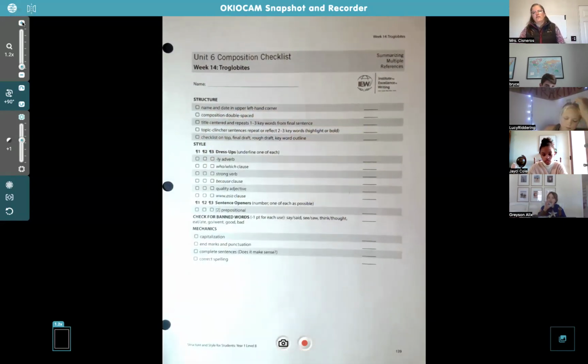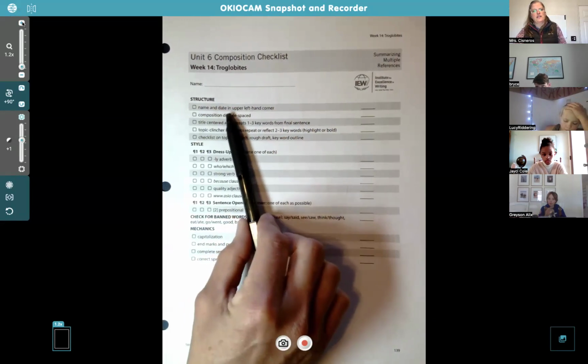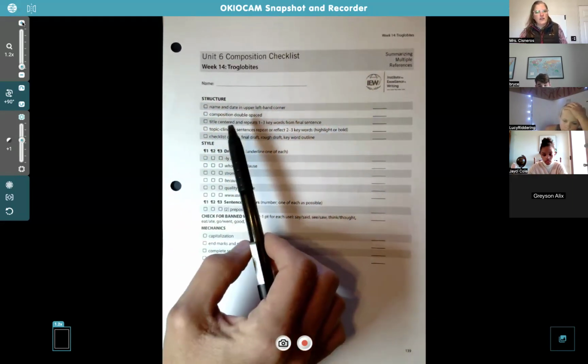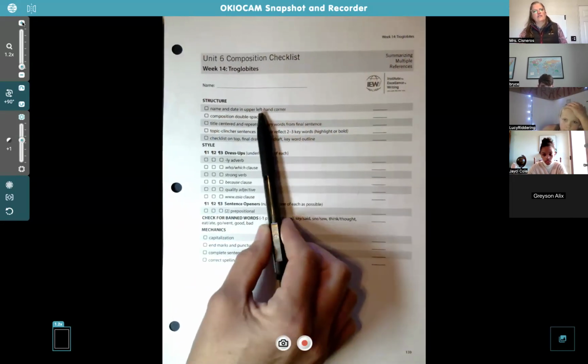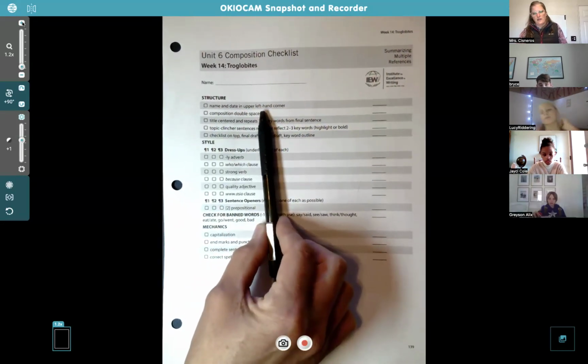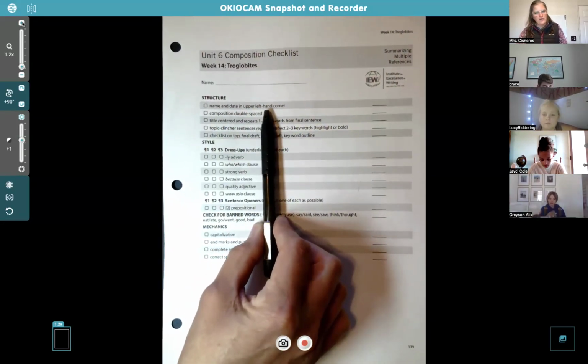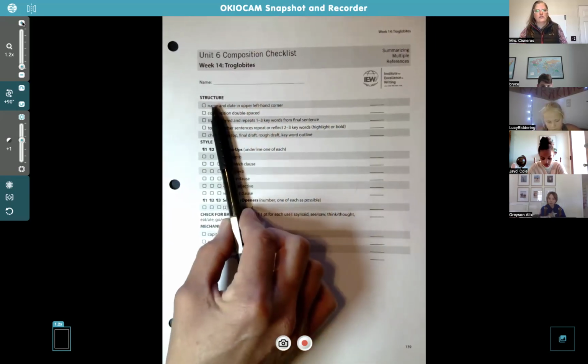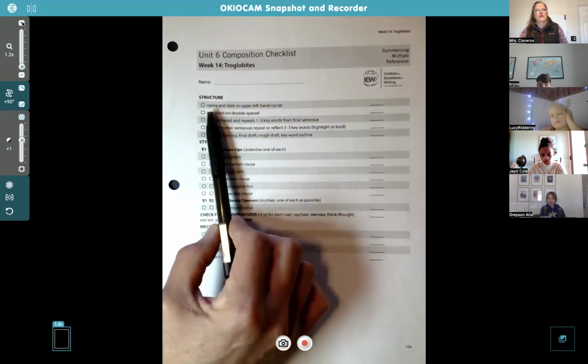And some of you are even forgetting this first box, name and date in the upper left-hand corner. I don't want it under the title. I don't want it on the right side. The checklist says it has to be on the left side. I know it's picky, but I'm picky, and you have to learn how to follow these types of steps, okay? So make sure your name is on the upper left.